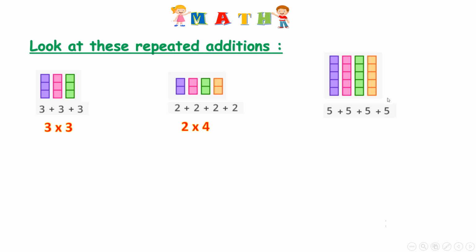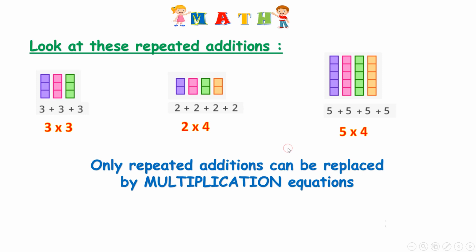So do you see a repeated number? Sure, it's the number 5. 5 and 5 and 5 and 5. How many times did I repeat the 5? 1, 2, 3, 4. I say that 5 is repeated 4 times. And to write it as a multiplication equation, we say it's 5 times 4. Excellent. So pay attention. Only repeated additions can be replaced by multiplication equation.